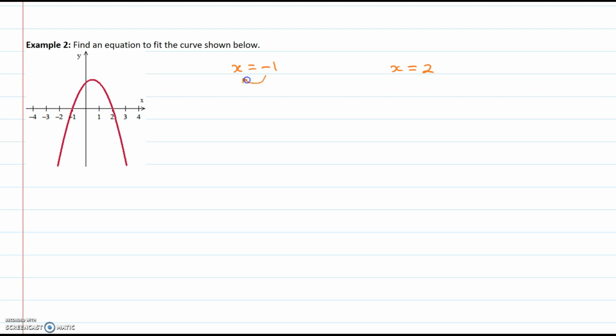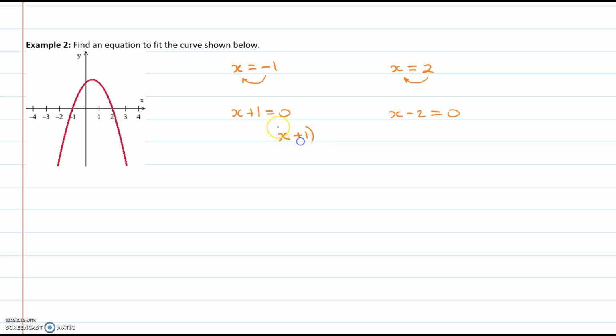So just like we did before, move everything in each equation over to the left hand side, and that gives you x plus 1 equals 0 and x minus 2 equals 0. Remember, things change sign as they move from one side of an equal sign to the other side of the equal sign. Now we've got everything on the left in both equations, so multiply those two equations together.